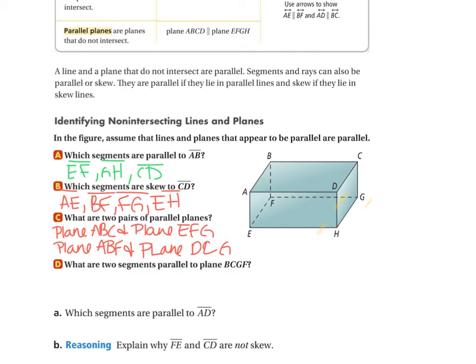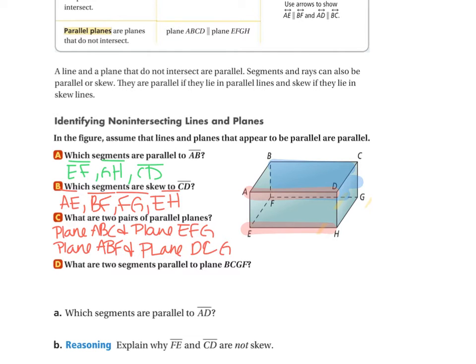So I did left and right. You could have also said the front and the back plane. All right, what two segments are parallel to plane BCGF? So BCGF is the back plane. So that's the back one. So it looks like you could have this could be parallel, this could be parallel. I think that's it. So those are the two segments that are parallel.